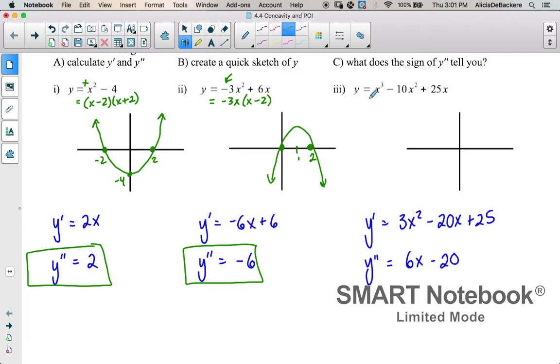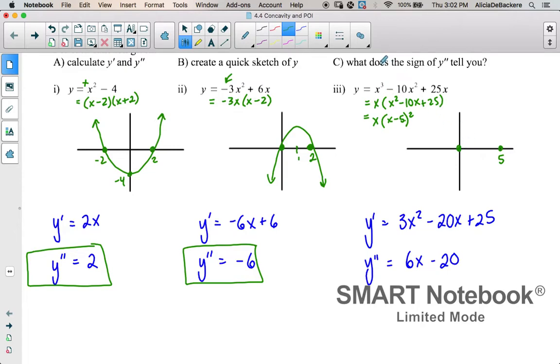Again, I can try to figure out what this graph looks like. I see that there's a common factor of x. And then I can factor this quadratic here at the end. Two numbers that multiply to 25 and add to -10 are -5 and -5. So it's the same factor twice. And so that tells me that I have an x-intercept at 0, and I have another x-intercept when x is 5.